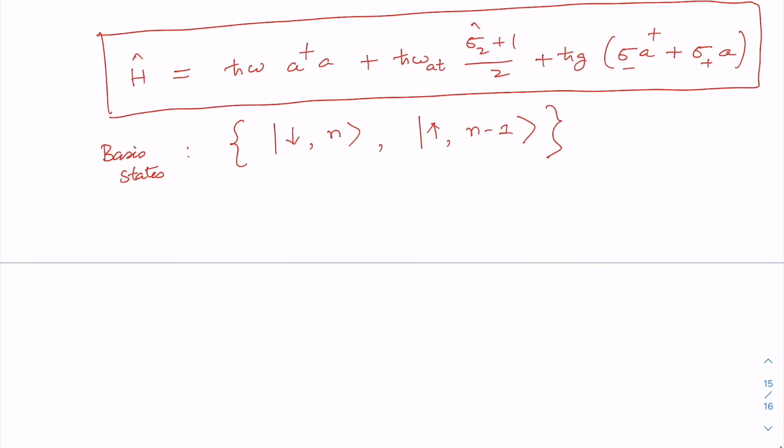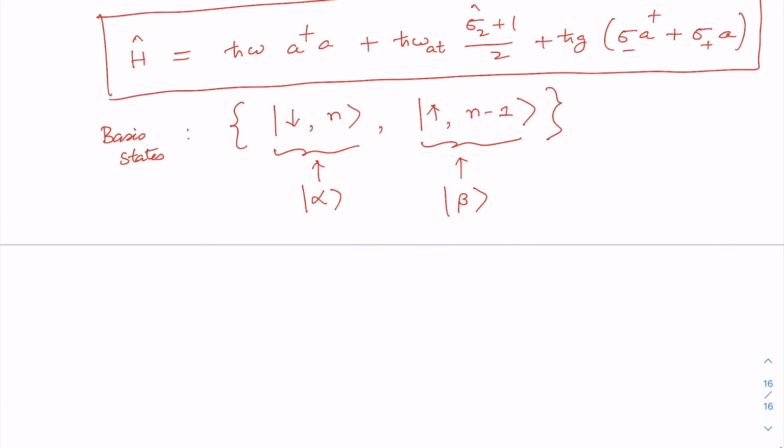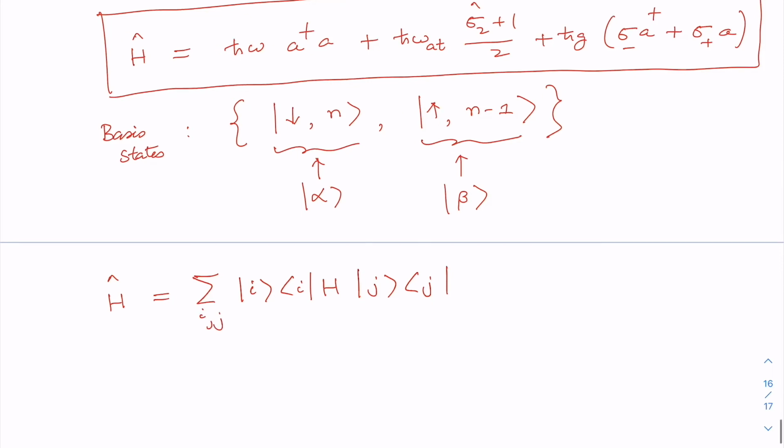Okay, taking this as my basis states, in fact let me write it in a shorthand notation. Let me denote it by this |α⟩, and let me denote this state by |β⟩. So the Hamiltonian, just recall that any arbitrary Hamiltonian I can always write in this form. I can sandwich this Hamiltonian between these states because of the completeness condition, and I have to take the sum over all this here.